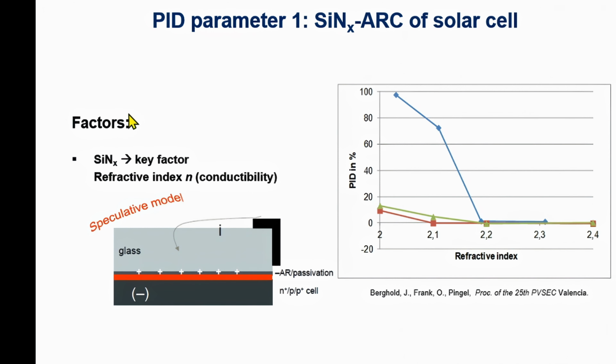So one parameter is the anti-reflective coating. Nowadays, we mostly have silicon nitride. This is a key factor, and not only silicon nitride. It depends on the applied refractive index, the conductivity of the silicon nitride. See here the PID effect. If you have a lower refractive index of the silicon nitride applied, then PID is sometimes higher, not all the time. Here it's a bit higher, but not very much. If you have a relatively high refractive index of the silicon nitride, then there is no PID. It's quite an interesting issue, but it's not at all conditions.